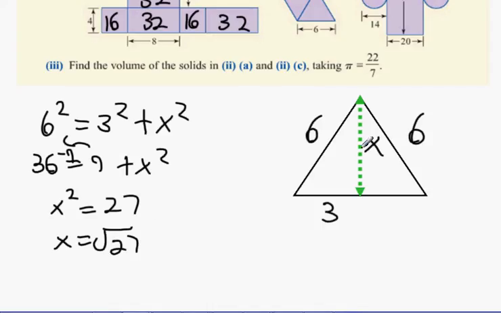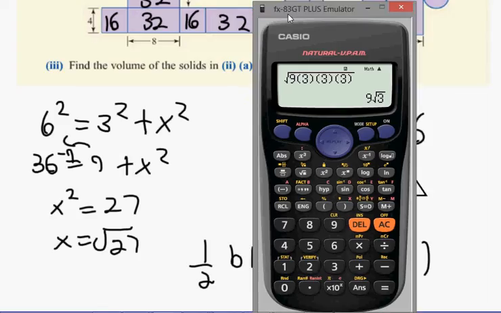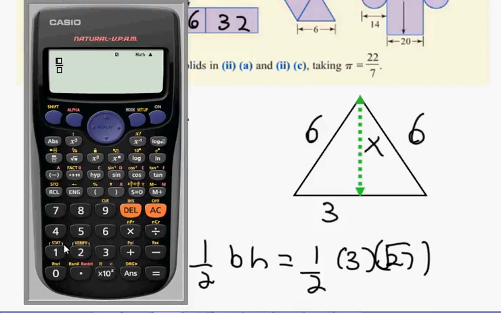Now that's the height. To get the area of a triangle, it's a half base multiplied by height, which would have been a half 3 times the square root of 27. So if we put that into the calculator, a half 3 by root 27, what we'll get here is 9 root 3 over 2.